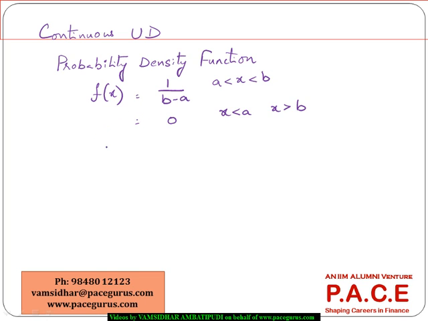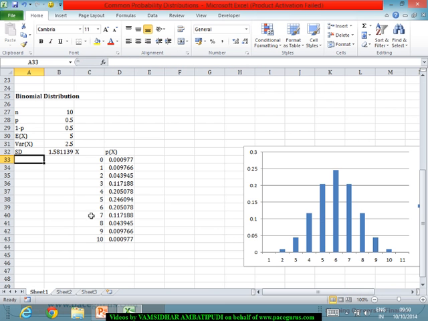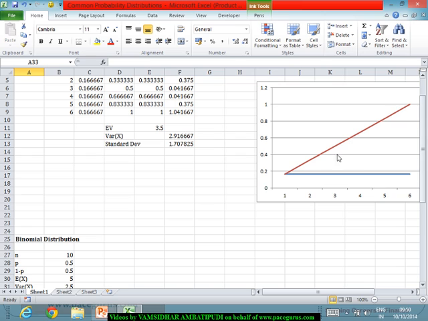So if I want to know the probabilities between 0 and 10, right? I know that x lies between a equal to 0 and b equal to 10. Then the probabilities I can find out, f of x is nothing but 1 by 10 as long as x is lying between a and b. So if I want to plot a graph, this is what the graph looks like for a continuous uniform distribution. Almost all the values are uniform, so it's a straight line.